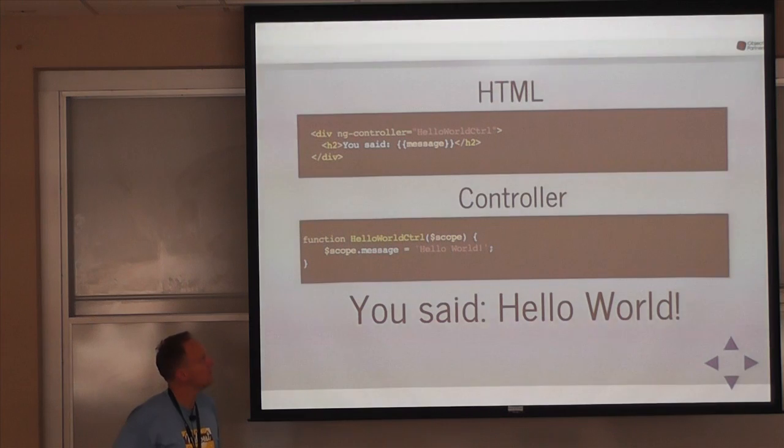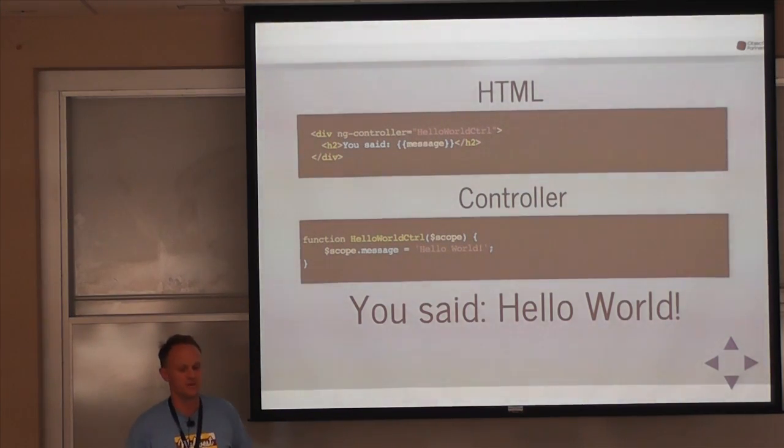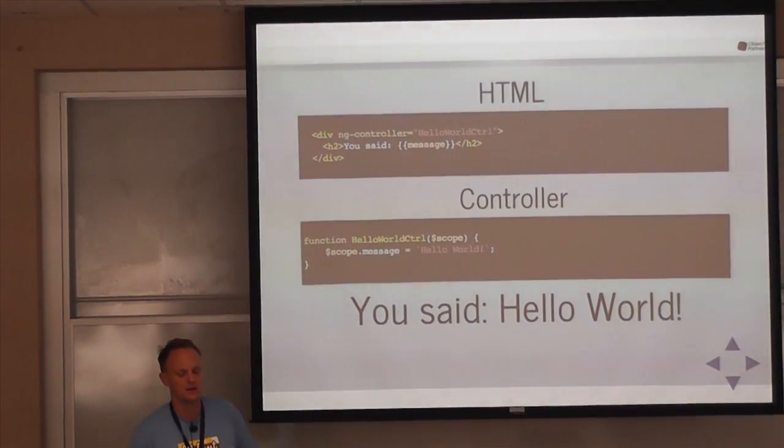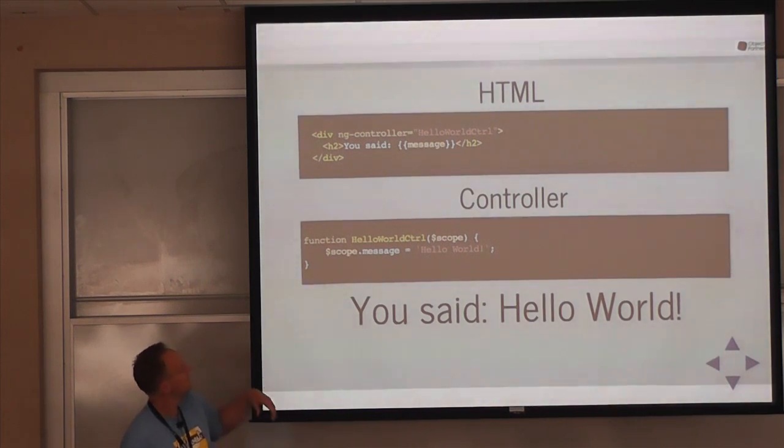So, real quick example. This is my little hello world controller. And I'm taking $scope. The $scope is a variable that is exposed to your HTML in Angular. I'm setting a message on it called hello world. And then I can use the handlebar notation to reference that inside of my HTML. So what you see is an H2 that says you said hello world. That's basically a controller controlling some HTML in Angular at a really high level.